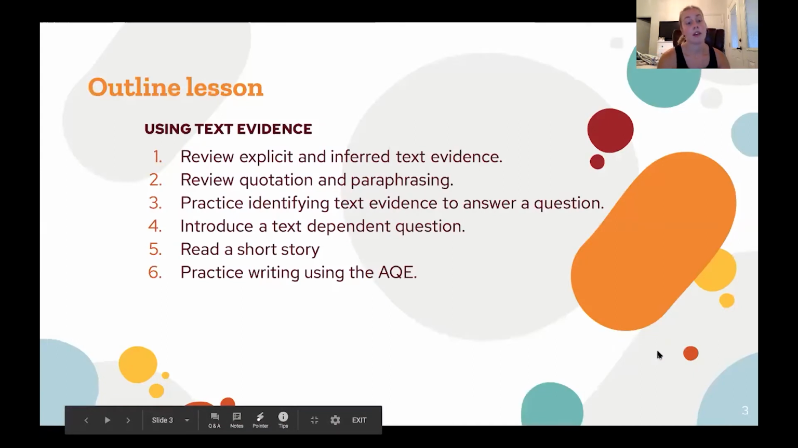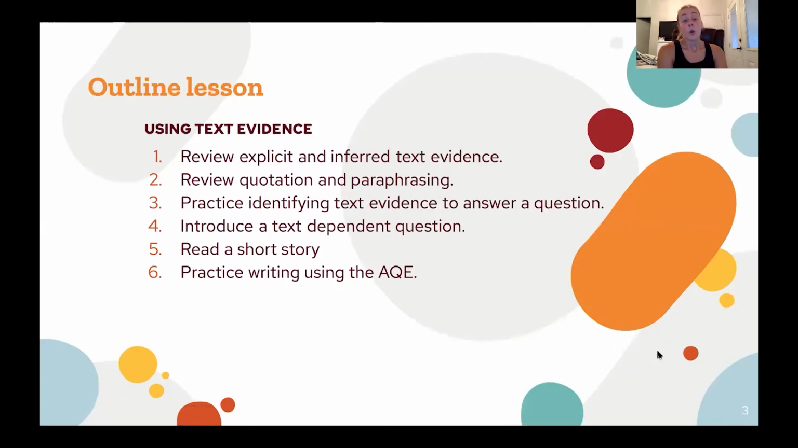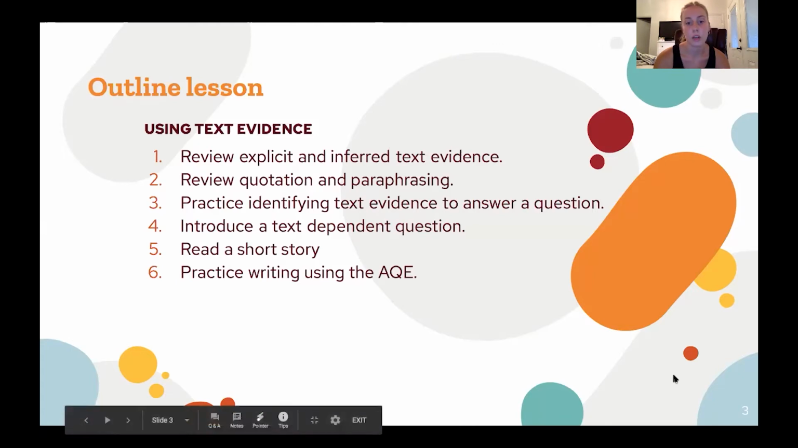So a little bit of an outline for today. We will be using text evidence, like I said, but we will also review explicit and inferred text evidence. We will review quotation and paraphrasing, practice identifying text evidence to answer a question, introduce a text-dependent question, read a short story, and then also practice writing using the AQE. It looks like a lot, but it's not. It'll go by quick, and a lot of it is pretty small stuff. So we're gonna breeze by it.